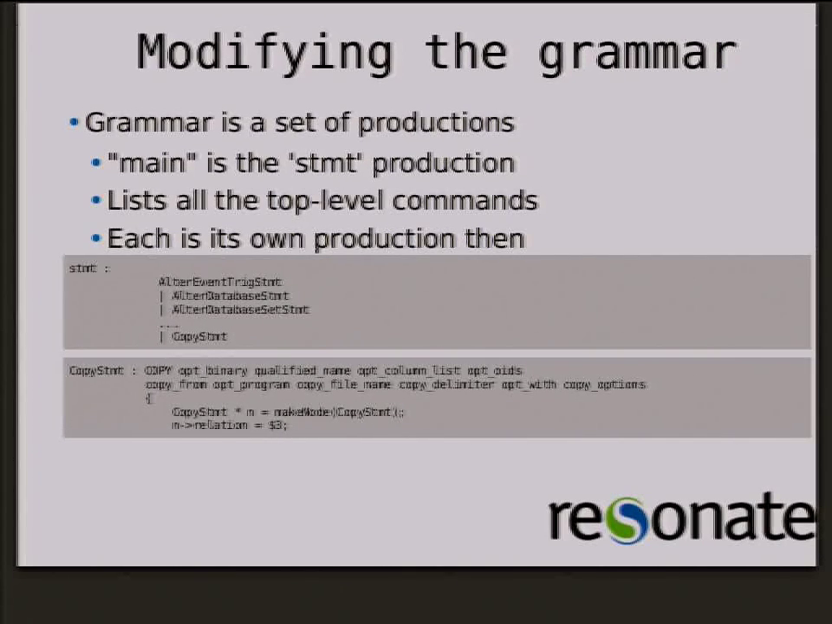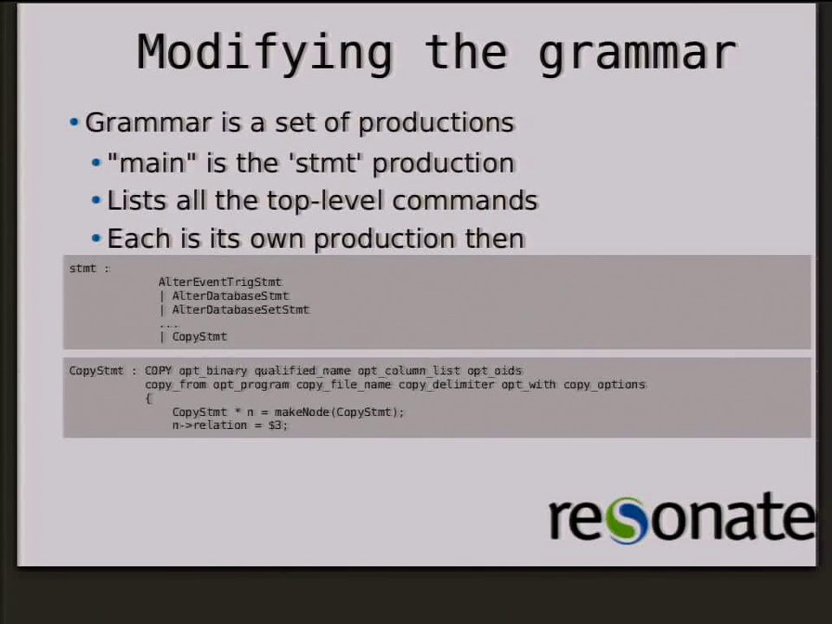And so there's one really big production called statement in the grammar that lists all the top level commands that can be seen, right? If you want to add a new top level command, that's where you go to add your new production in. If you want to just modify something existing, like a copy statement, you would not have to modify the statement level one at all. You just go find that copy statement production and modify it.